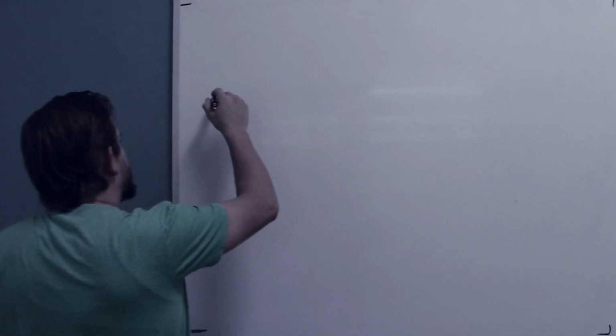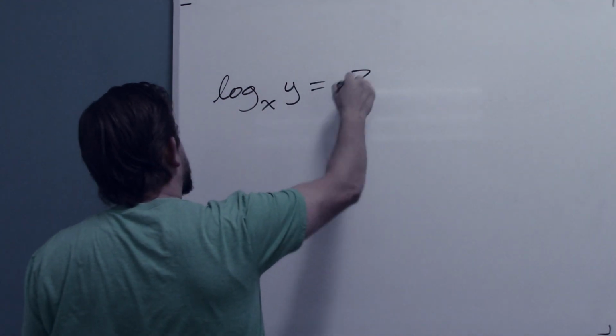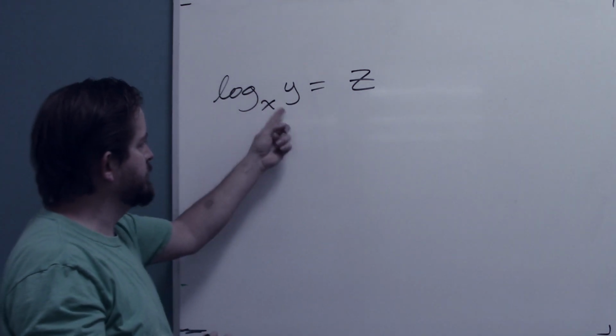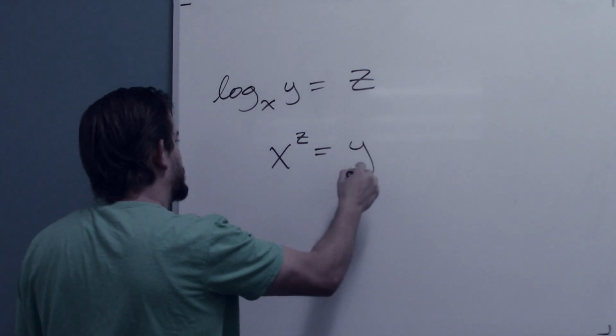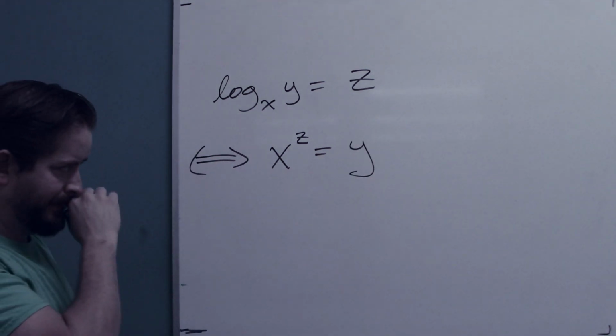Alrighty. If I have, say, log base x of y equals z, to rewrite this as an exponential, that is x to the z equals y. And again, those are equivalent statements. Good.